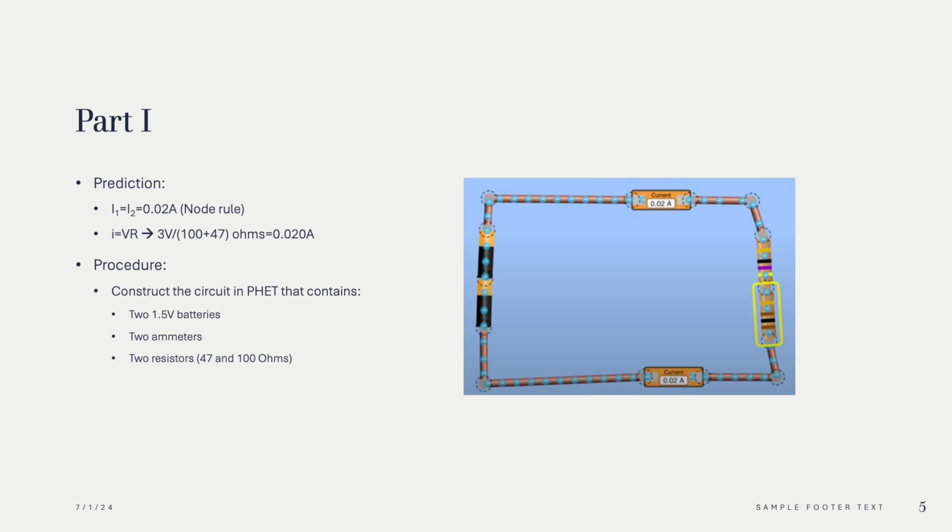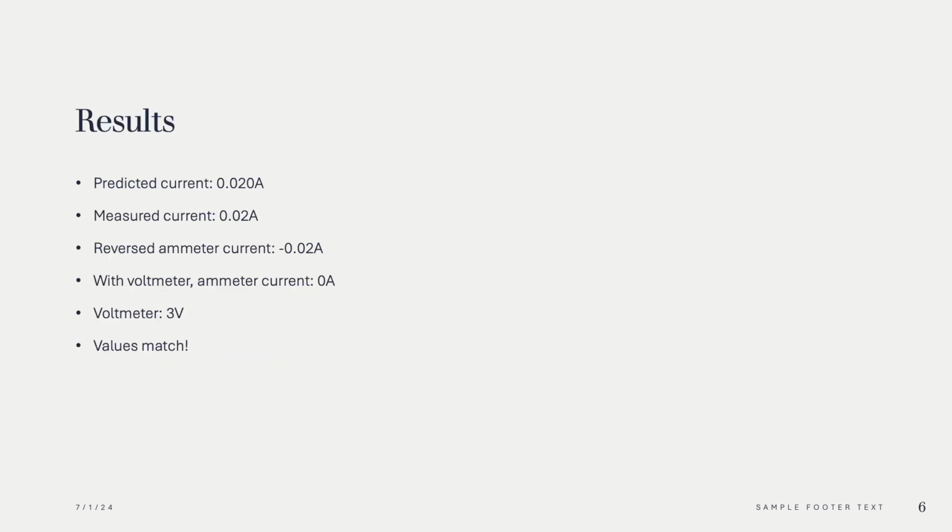From there, I recorded the current flowing through the ammeters, then reversed the ammeter and recorded once more. I then replaced one ammeter with a voltmeter and recorded the current on the remaining ammeter. Finally, the voltmeter was disconnected and the potential differences were taken from around the circuit. The results were that the predicted and measured current matched the reversed ammeter current read at negative 0.02 A.